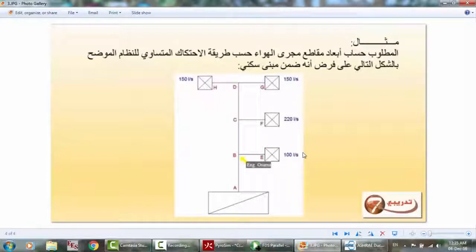Okay, ladies and gentlemen, this is my tutorial about duct sizing, the fittings, and the static pressure loss. I hope it works for you, and in the next tutorial, if Allah wills, we're going to talk about the energy analysis.